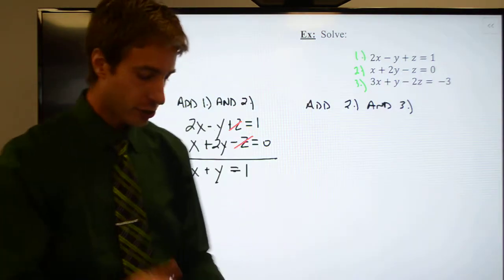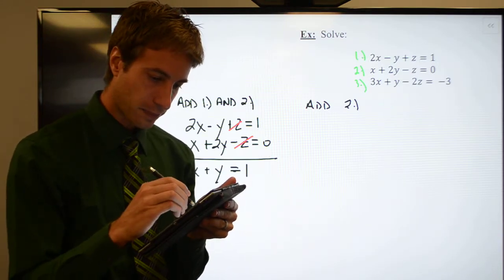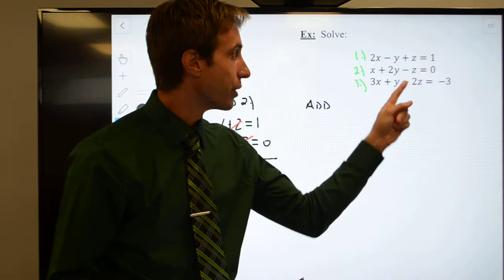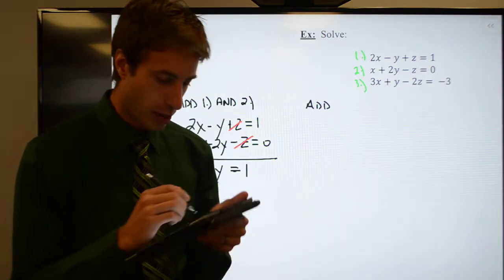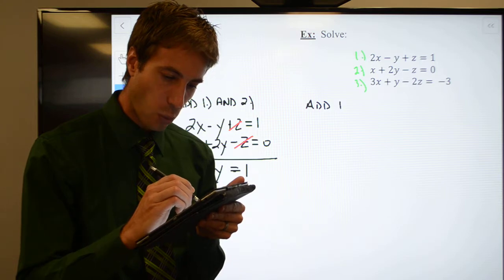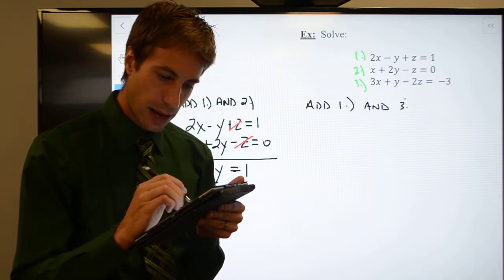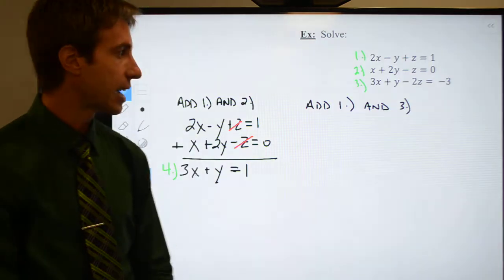scratch that, scratch that, scratch that. That is a horrible idea. Here's why. Equations 2 and 3 have the same sign. It's no bueno, which means I need to add. I don't have a choice. I got to add 1 and 3. So scratch everything I just said.